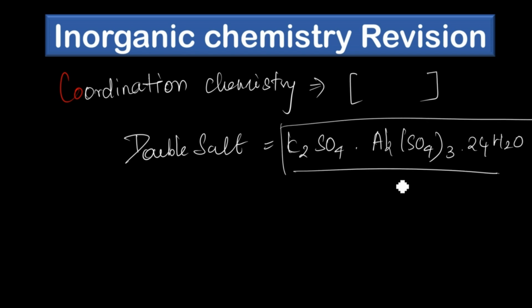This is an example of a double salt. A double salt can be dissociated into ions when we dissolve it in water. But in the case of a coordination complex, you will see ions, but whatever is inside the coordination sphere will not get dissociated very easily. Okay, so that is the difference. The question can be asked in this way.